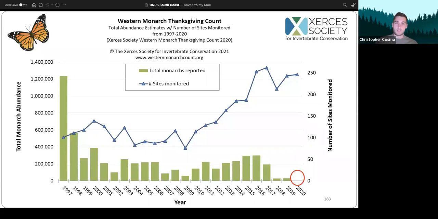All right, so coming back to conclude this talk, I want to circle back to the monarch butterfly, our favorite butterfly species here.